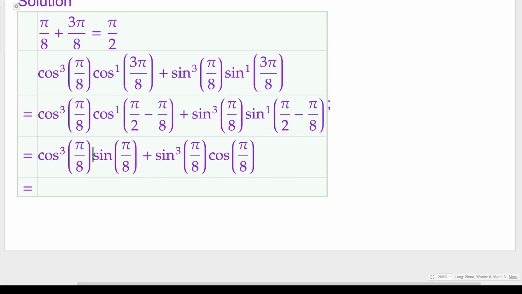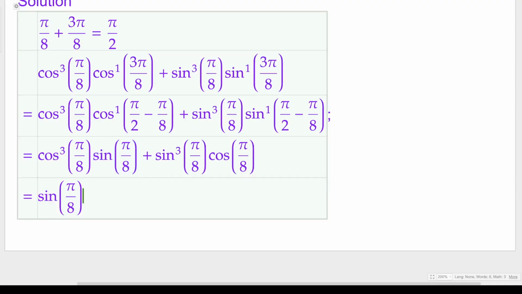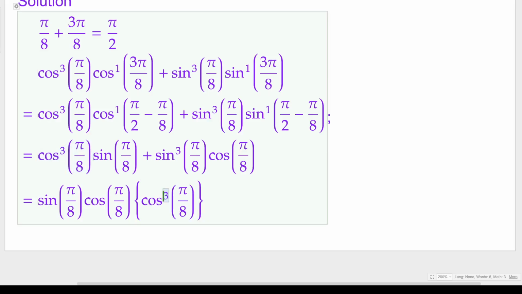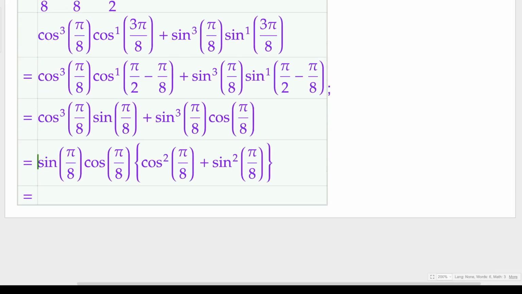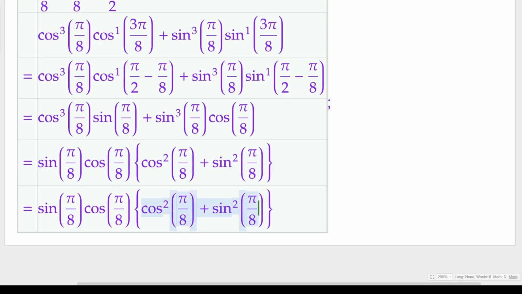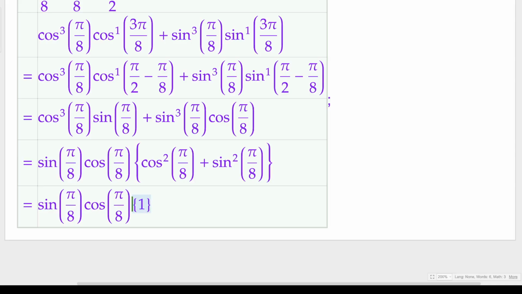So in the next step, I'll take sine pi over 8 times cosine of pi over 8. Now in this we can write cos squared of this particular angle, because one cosine pi over 8 is taken out as a common factor, and sine pi over 8 squared, and we know the identity that cos x squared plus sin x squared is equal to 1. So finally, we can write this part as 1, and 1 multiplied by a quantity is that very same quantity.